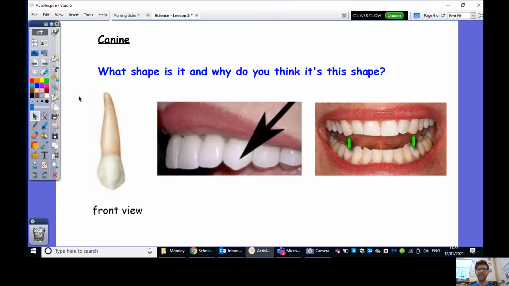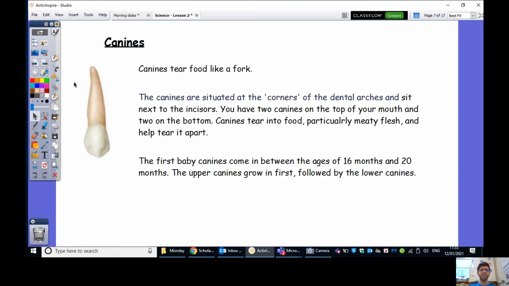So moving back, we have our canines. Now, if you look at how the canines are shaped, we've got some lovely pictures of mouths over here. How are they shaped? And why do you think it's that shape? Feel free again to pause the video and have a think about what shape our canines are and why they are this shape. So canines, we can see here, I said that they're kind of like our vampire teeth. They're almost like fangs. They're sharp and pointy. And the reason that they're sharp and pointy is that their job is to tear food, much like a fork.